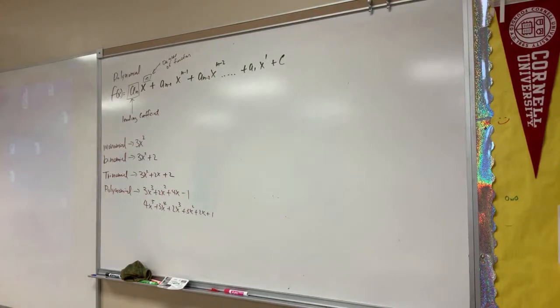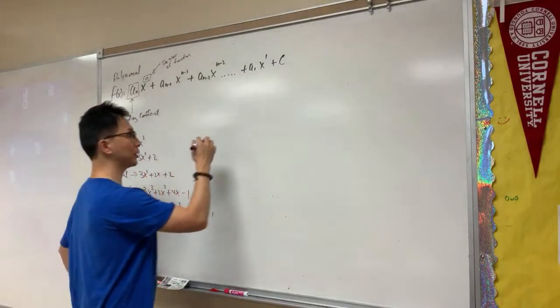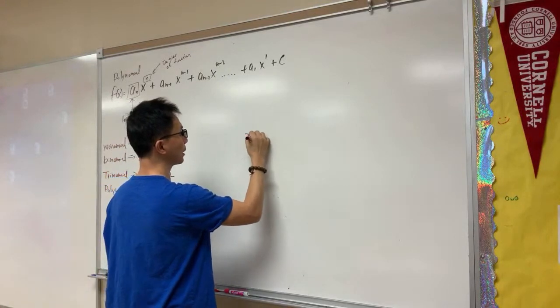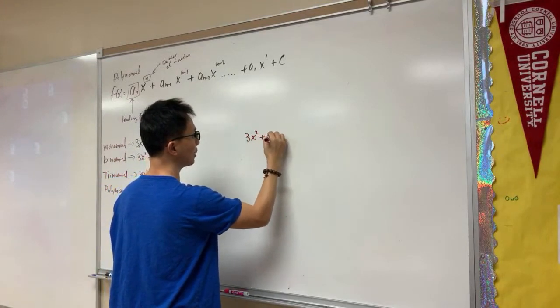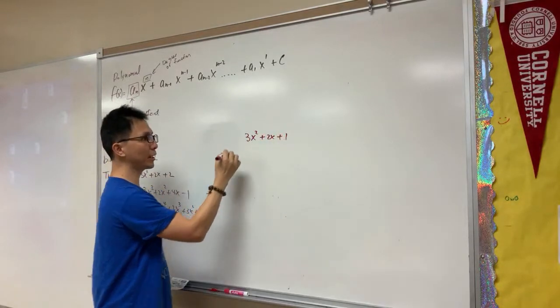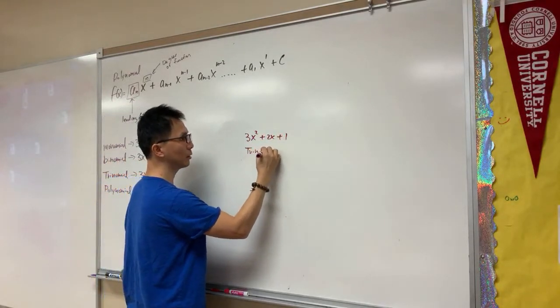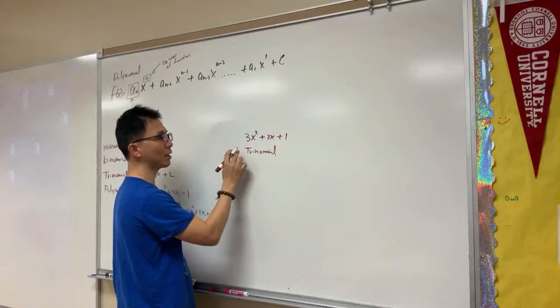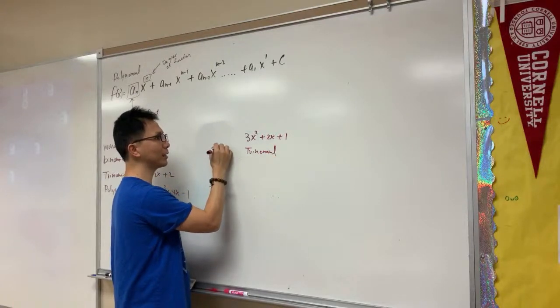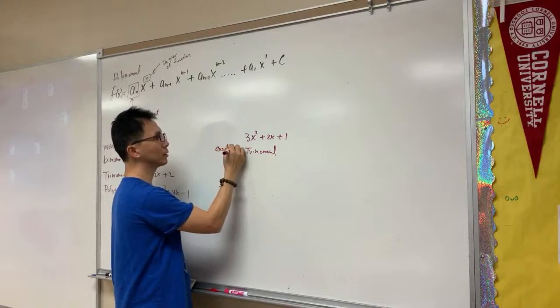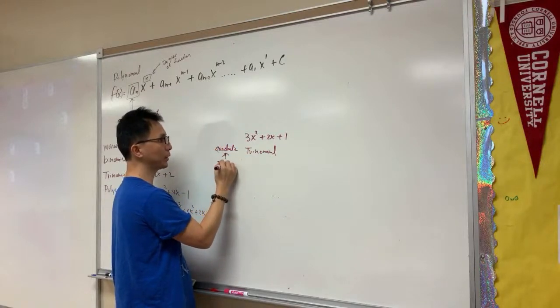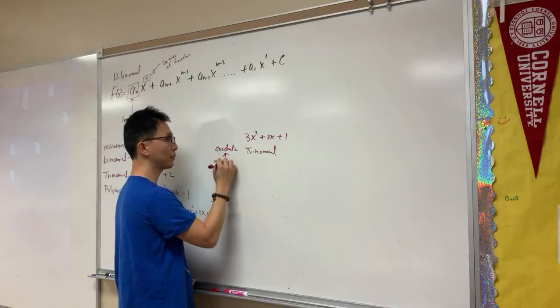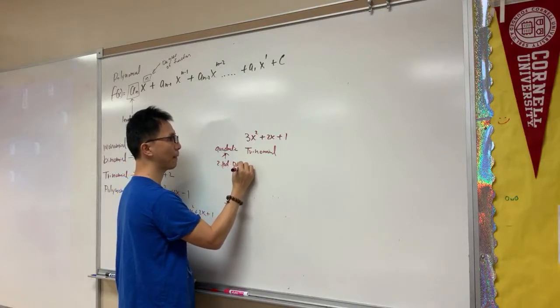You can have a linear degree. You have a first degree, and you have a second degree, third degree, fourth degree. So we're gonna talk about the second degree. Let's just say I have something like this, 3x squared plus 2x plus 1. This is actually a trinomial, but this one is called quadratic, because it's second degree.